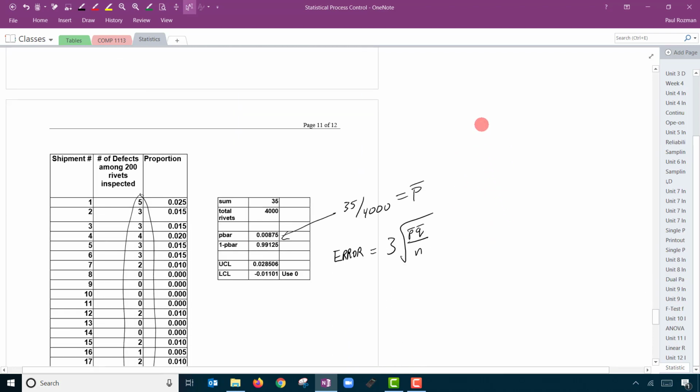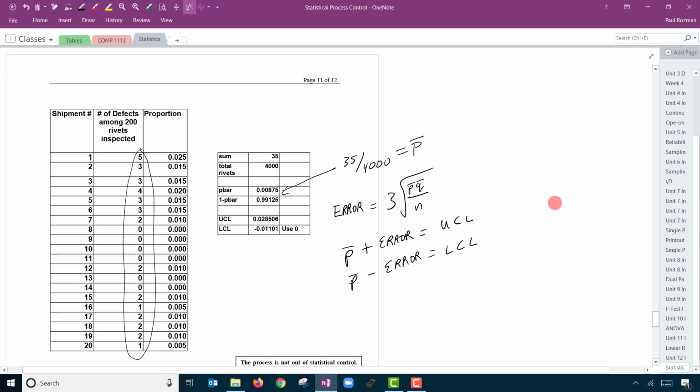And then we put that error on P bar. So P bar plus error is the upper control limit, and P bar minus that error is the lower control limit. And they're calculated here. And the lower control limit ended up being negative. So just call it 0 because you can't have a negative proportion.